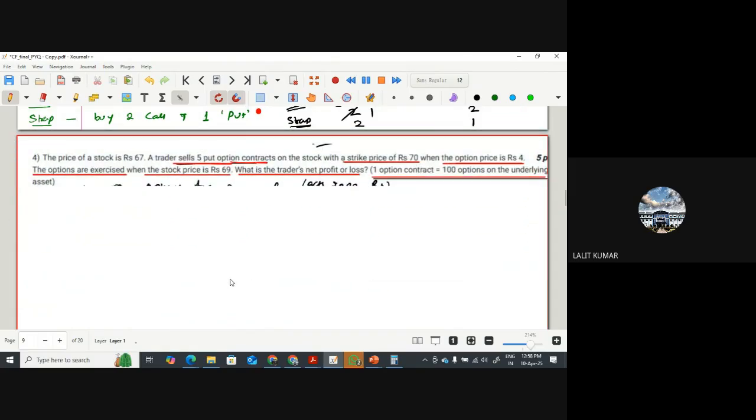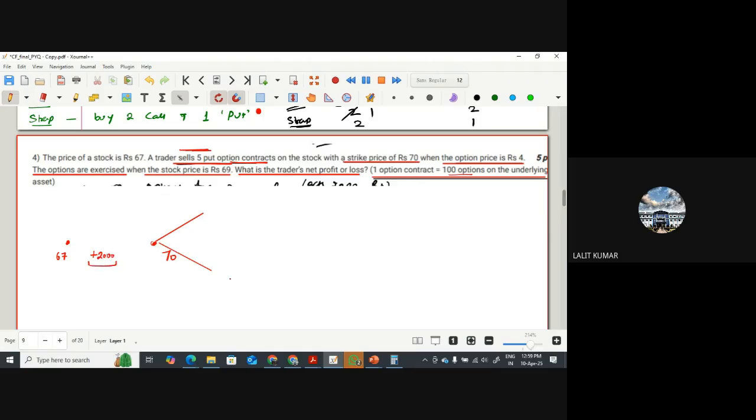So see, the price of the stock is presently 67. The trader sells a put option. So when he sells the put option, he will get money. Somebody will purchase, and the strike rate is 70. He sells 5 put option contracts. One contract is 100 options. So it means he has sold 500 options for 4. So he has got rupees how much? 2000.